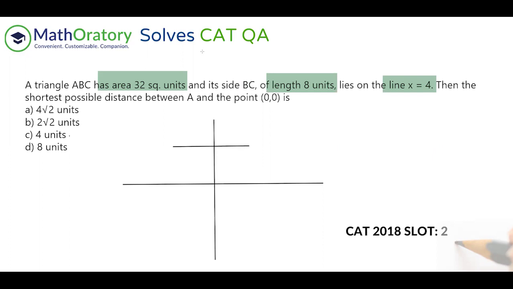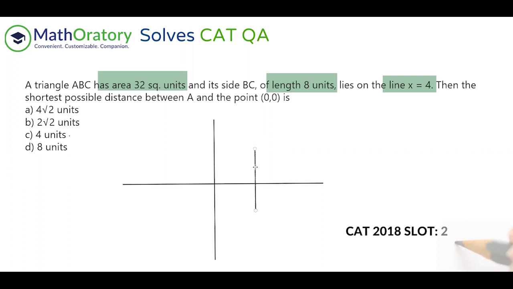So let's say this is x equal to 4. This side is at a fixed distance from the y-axis. Sorry, it lies on x equal to 4, my bad, not y equal to 4. So we'll have something like this. We don't know the position exactly, so it could go up or down, but whatever it is, it would definitely be at a fixed distance from the y-axis.